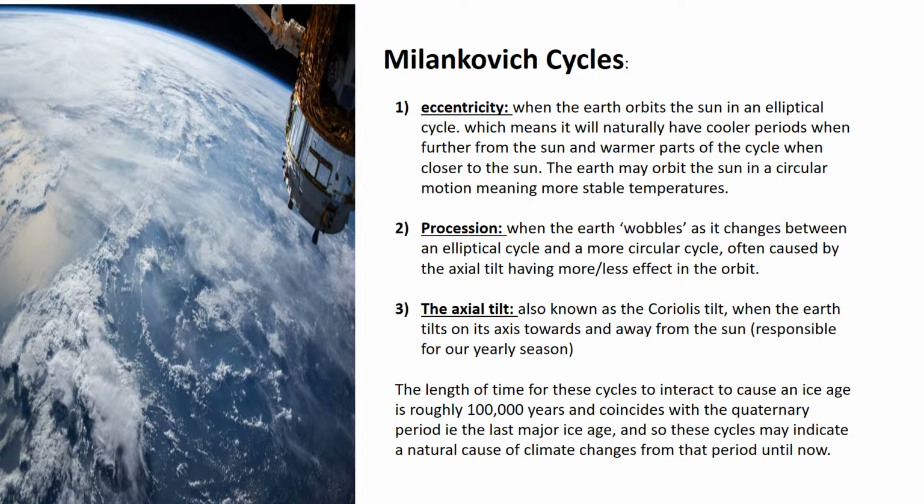Between these three cycles interacting, roughly 100,000 years has passed, and this coincides with the Quaternary period, also known as the last major ice age. Therefore, between the three cycles, it could indicate a natural cause of climate change, in this case a colder climate, and therefore warming up since then.